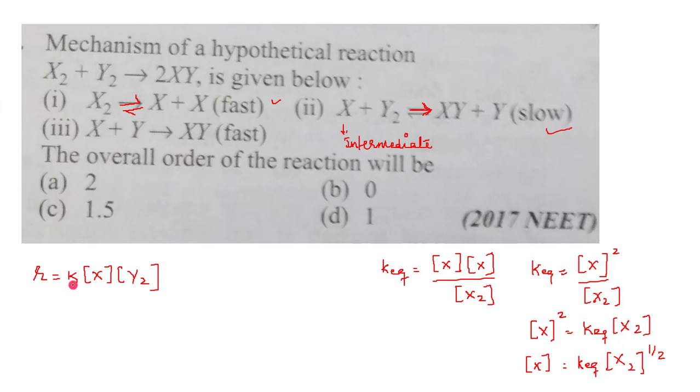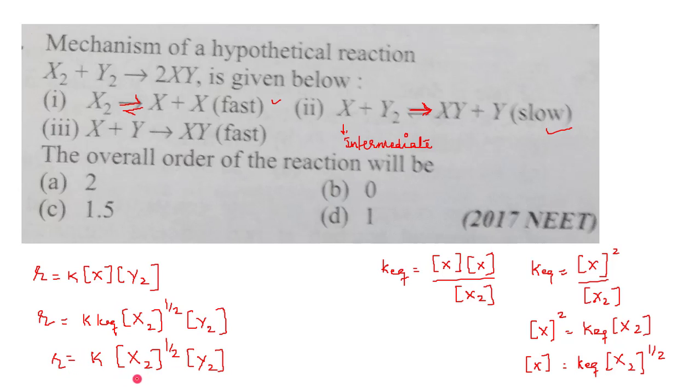X2 is there, Y2 is there. You got the value of X now. This value of X you will substitute here. So what you will be getting? R is equal to K into K equilibrium molar concentration of X2 raised to 1 by 2, Y2 as it is. So this together we write as K, molar concentration of X2 raised to 1 by 2, molar concentration of Y2 raised to 1. This is the correct rate law.